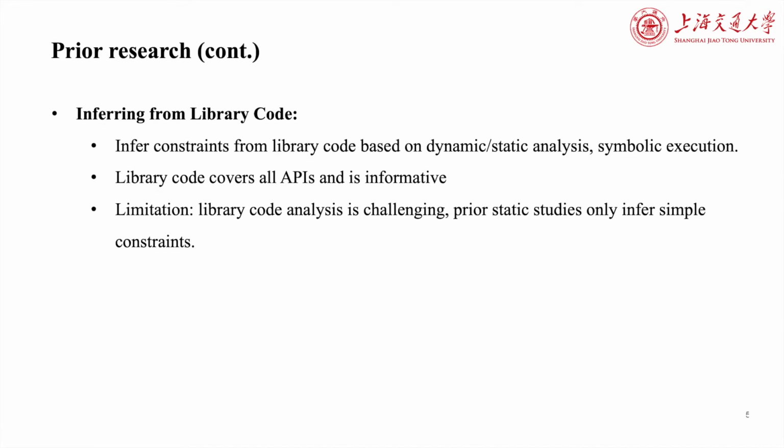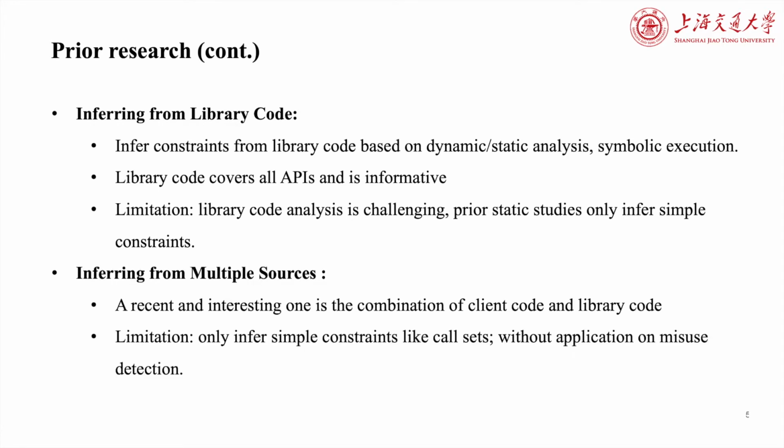The third ones infer API constraints from library code. Library code covers all API constraints and is informative. However, as library code analysis is challenging, existing static approaches can only infer simple constraints, like unordered call sets. The fourth ones infer API constraints from multiple of the above sources, like the combination of client code and library code. But it only infers simple constraints like call sets, and has not yet been applied to misuse detection. In this paper, we focus on inferring from multiple sources.